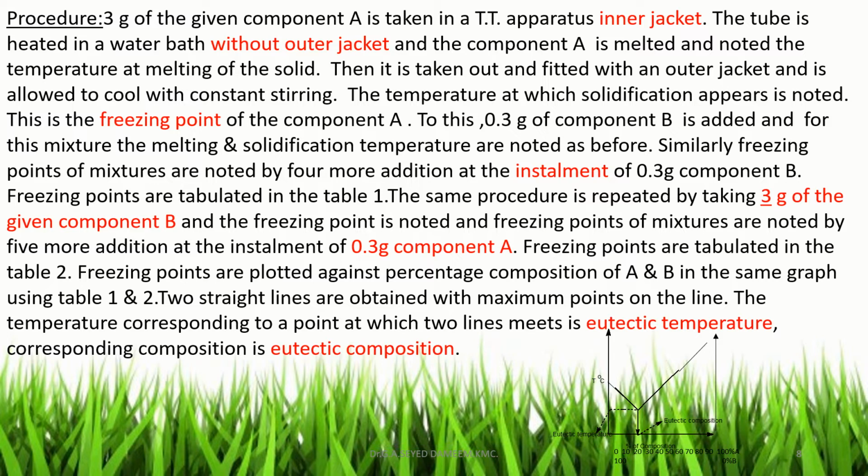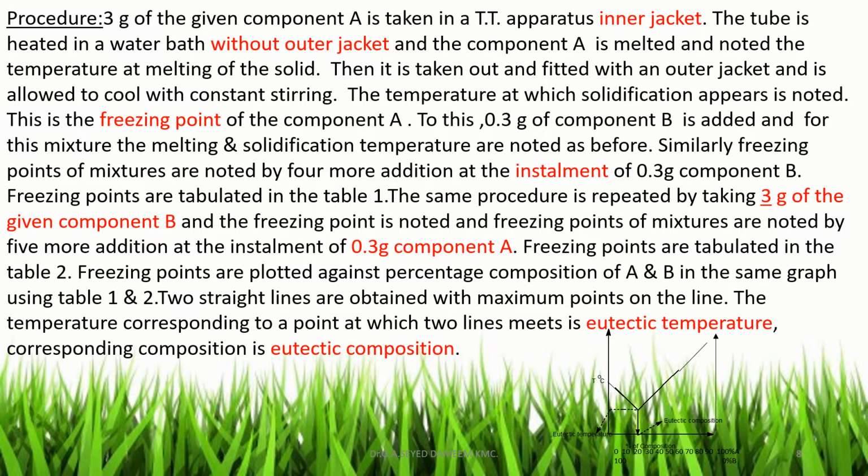From substance A, one 3 gram packet and five 0.3 gram packets are weighed. Similarly, substance B is also weighed in this way, 3 gram and 0.3 gram in 5 packets. Now first 3 gram of the given component A is taken in the inner jacket of the TT apparatus, and the tube is heated in a water bath without water jacket, and component A is melted and the temperature at melting of the solid is noted exactly.